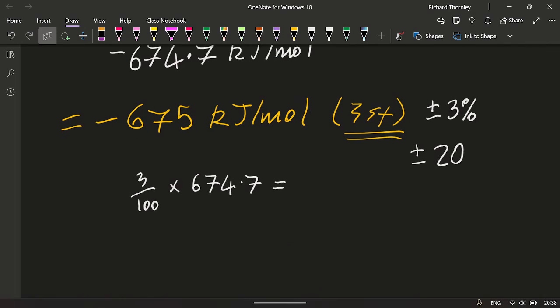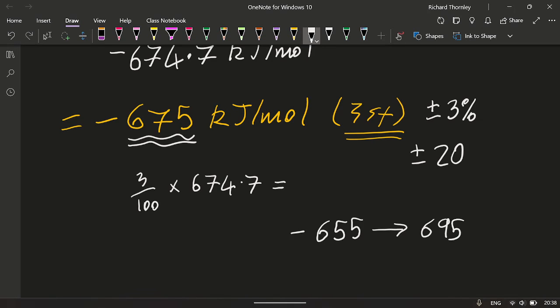So my actual value was 675, and you know what? The range could be from minus 655 all the way to 695. And the reason for that range there, I can blame on my equipment. 3% of any problems that I have, 3% of any errors that I have, I can blame on the equipment. Well, now we need to find out what the actual value is. Hopefully, the difference is less than 3%, and I can just blame the crappy equipment.